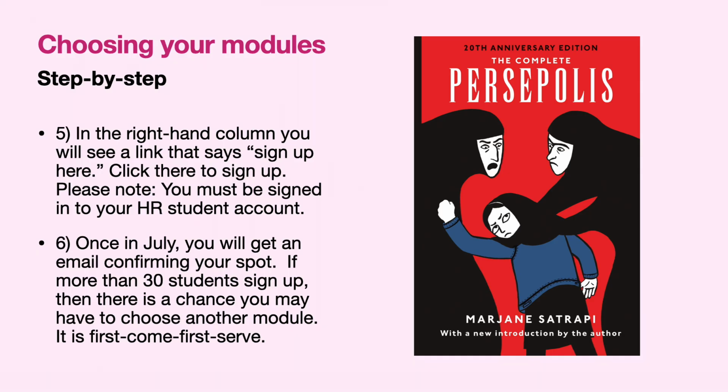Now, once you've signed up for your 6 modules for year 3, at the end of July, you're going to get an email that confirms your spot. However, if more than 30 students sign up for a literature module, if it's extremely popular, then there's a chance that we will only offer the spots to the first 30 students. This means that you could get an email that says that you have not been guaranteed a spot and that you have to sign up for another module. You then have to go back to the list and you can make a choice based upon that.